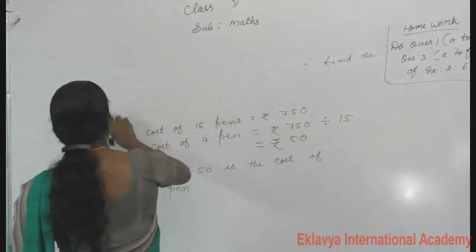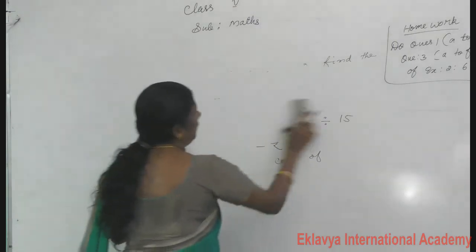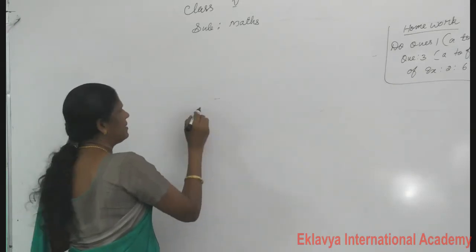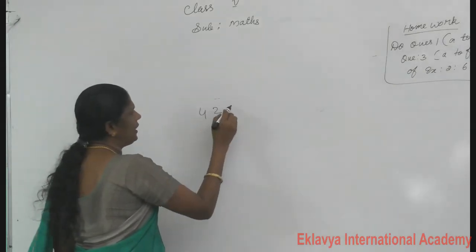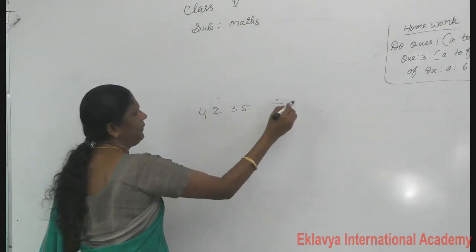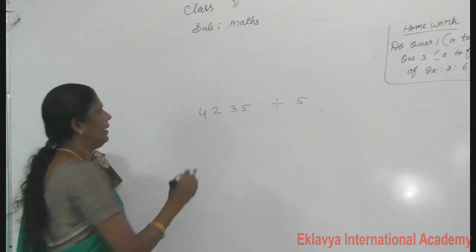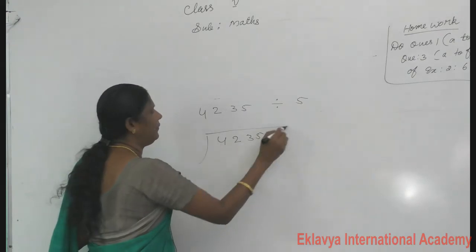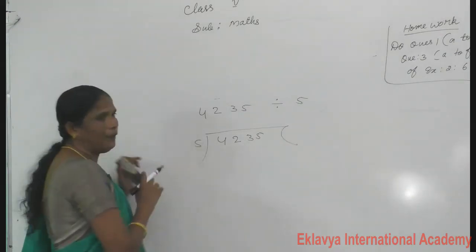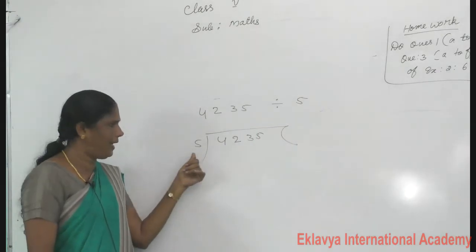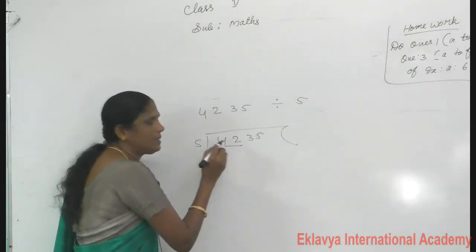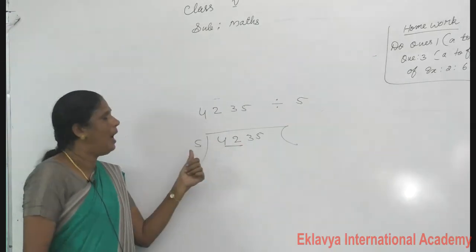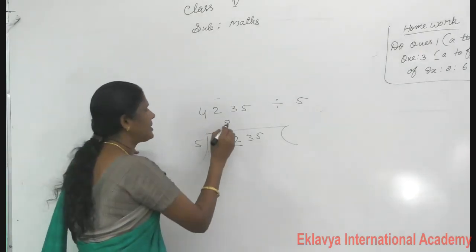Again, one more question. 4,235 divided by 5. Here 5 is greater than 4, so you take these two numbers together. Now our number is 42. How many times does 5 go in 42? 8 times, 40.